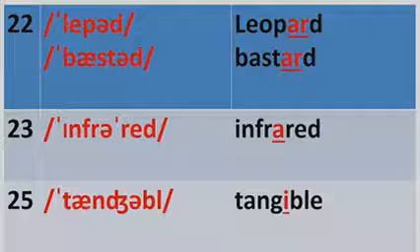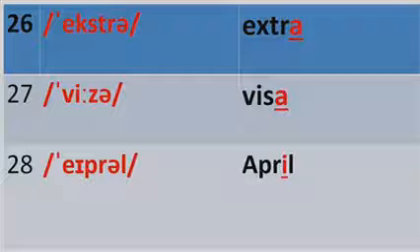That is great. Number 26, schwa is found in letter A, and is pronounced extra. In number 27, we find it in letter A. It is called visa, even visa instead of visa. In number 28, we find it in letter I, and it is pronounced April instead of April. And we call them again: extra, visa, April. Great.